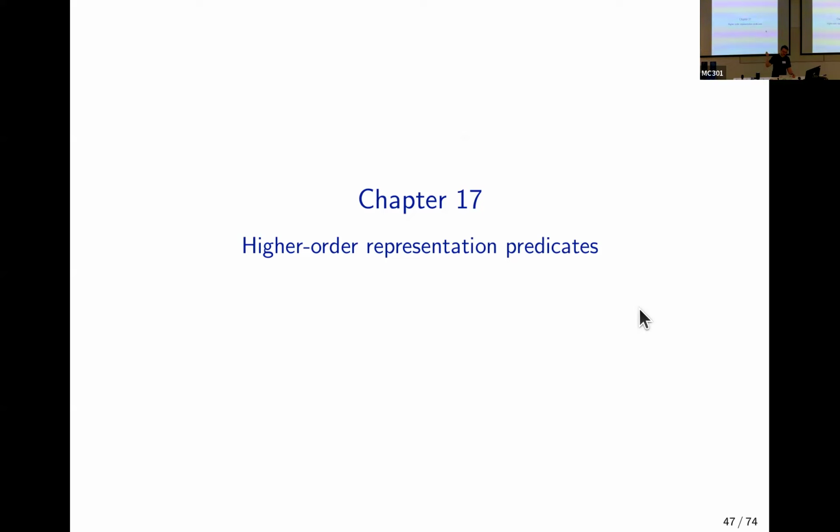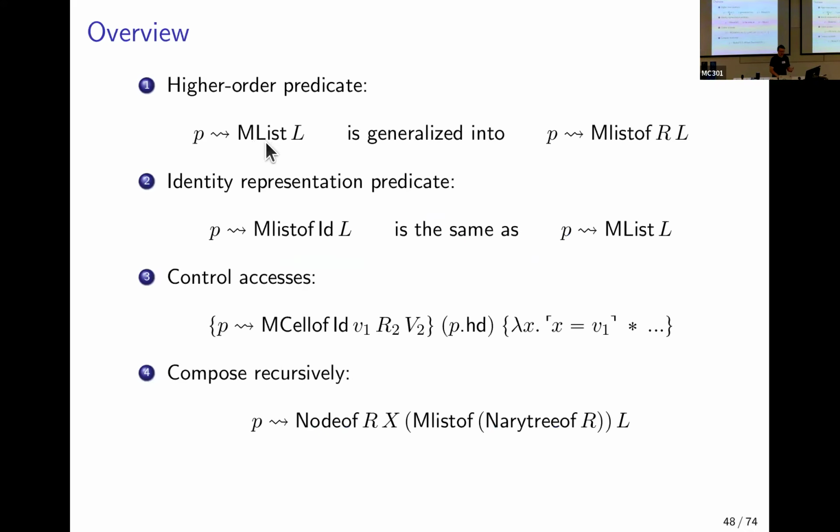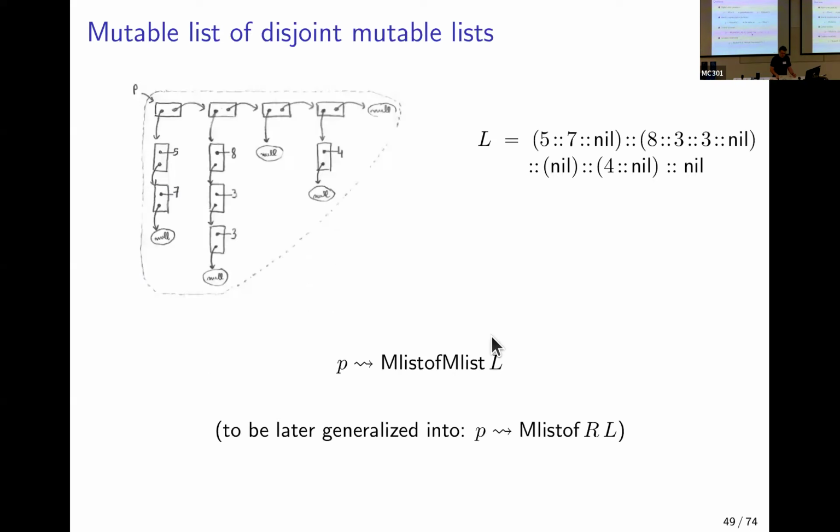We had some representation predicates for lists. Of course, you are in a very expressive logic, so you can make it higher order and combine representation predicates together. So if you have M list of L, you can do in fact M list of R, and so R could be like M list itself if you have a mutable list of mutable lists. And then of course you can recover the normal M list by having some special identity R, and then some other things. So yeah, I'll go quickly.